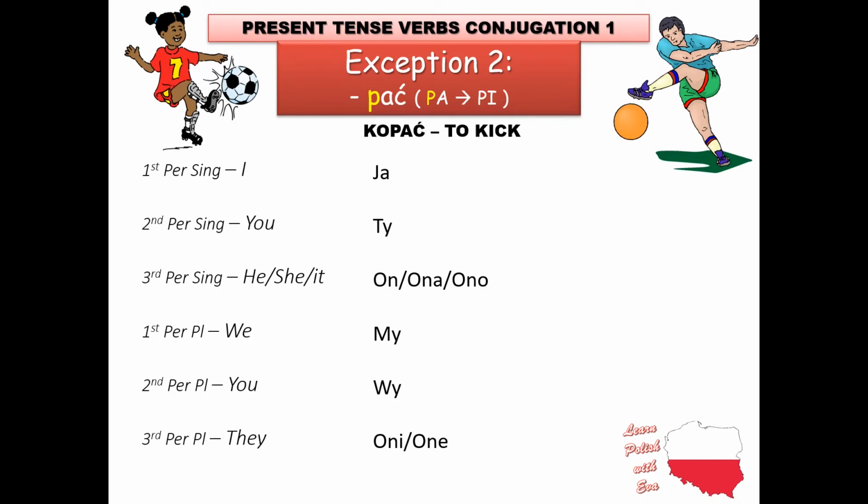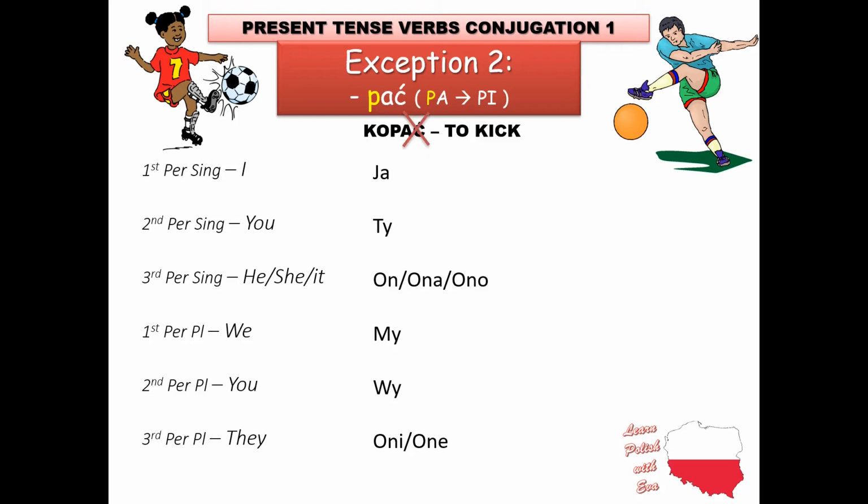Let's look at another example. So another verb that ends in pać, not just the simple ać, okay? So when you see the letter P, it will trigger the exception rules, okay? That's basically what happens. So the verb kopać, which means to kick a ball, to kick a table, whatever you want to kick, okay? We do the same thing.